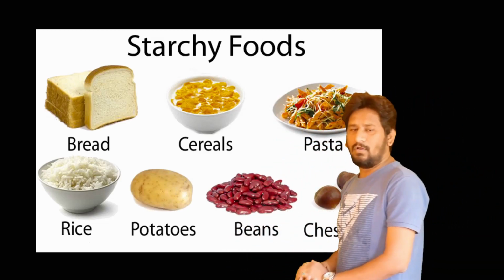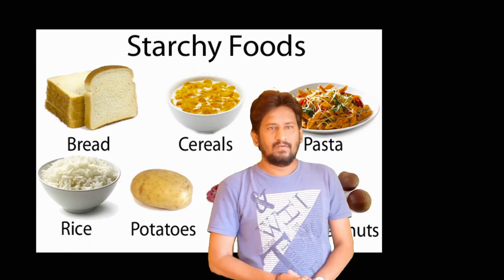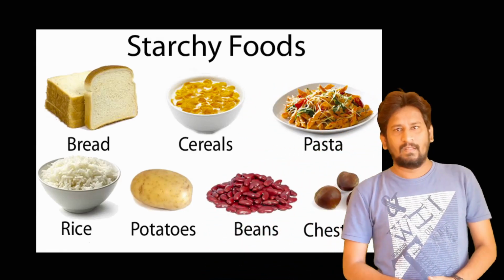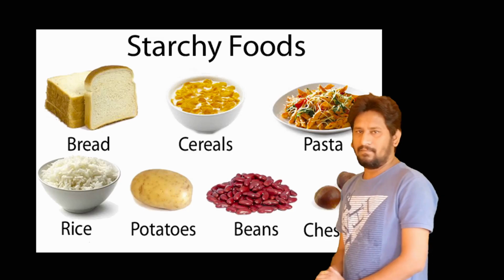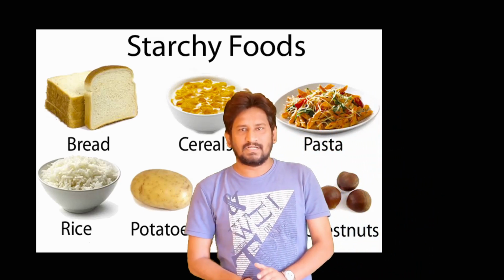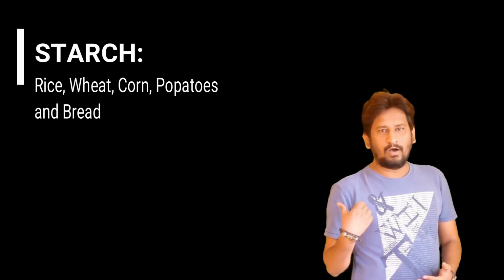Sugar is also called simple carbohydrates. For example, fruit, honey, table sugar, coffee. Second, starch. Starch is also called complex carbohydrate. Plants store energy in the form of starch. For example, rice, wheat, corn, potatoes and bread.